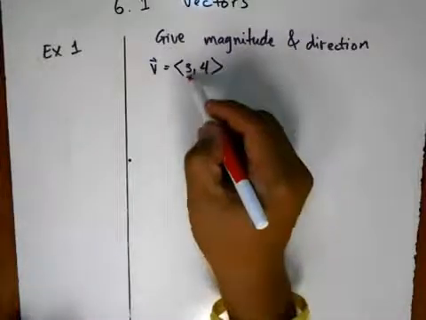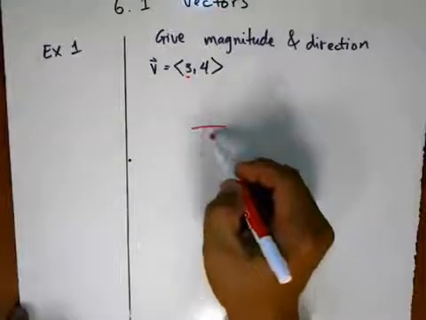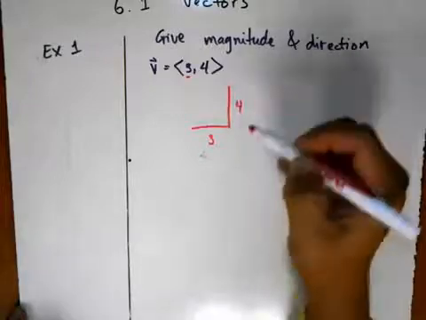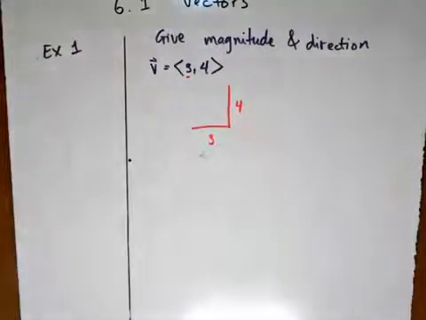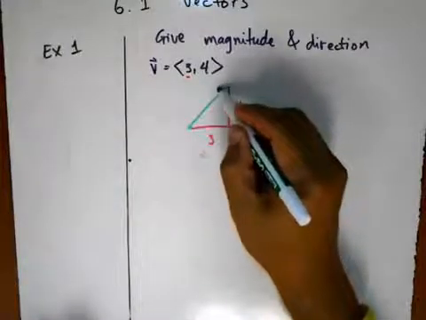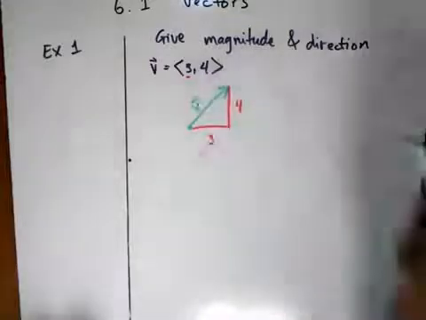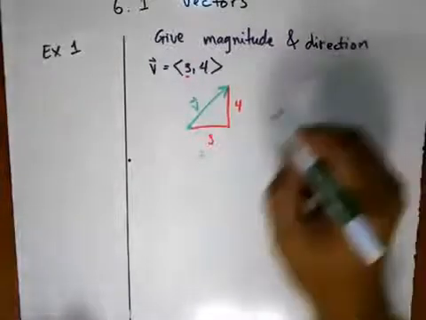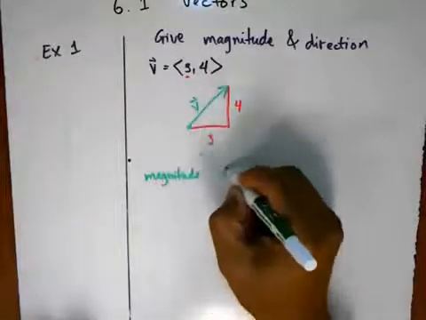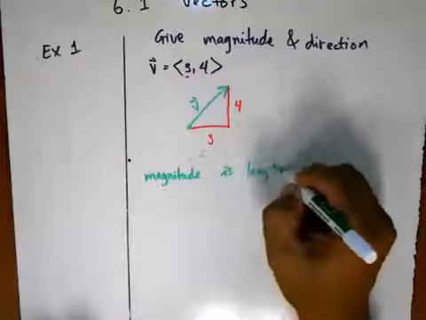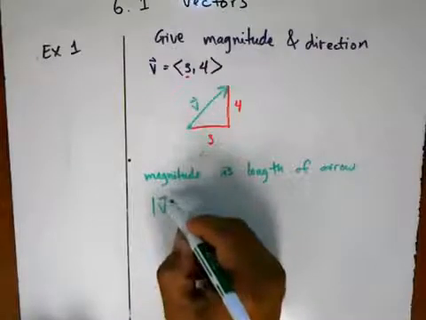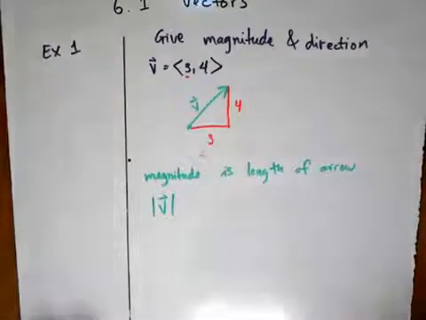So keep in mind that 3 here is the horizontal component, so we can sketch this out, 3. 4 here is the vertical component, so we sketch this out. This has a length of 4. And that means the vector then can be represented using an arrow. So that's vector v. And the magnitude is the length of the arrow. So we use this notation here, absolute value of vector v, that's the same thing as magnitude.